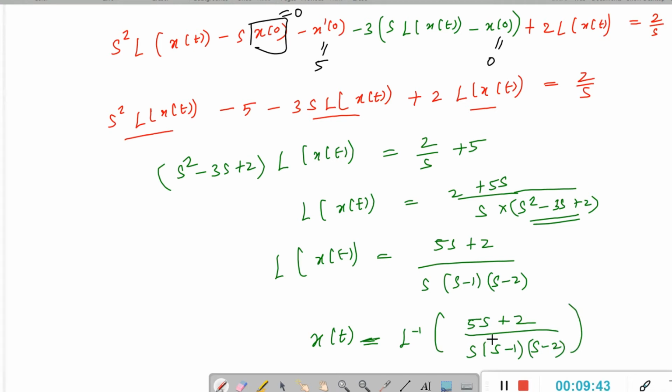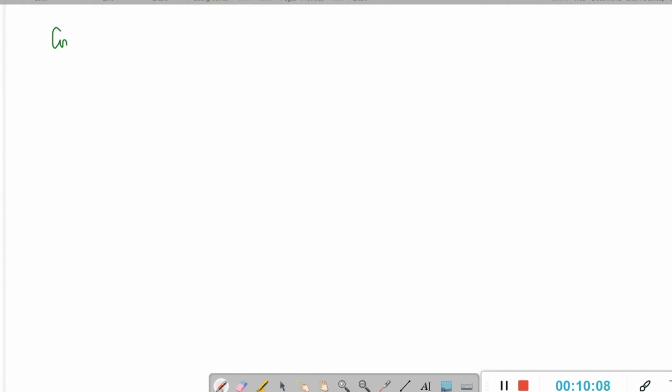So we can't find L inverse directly. Now I am going to apply partial fractions. By using partial fractions, I am going to rewrite it as a sum of unique factors in the denominator. After that, you can easily take L inverse. So here I take this as equation 1. Consider the term 5s plus 2 divided by s into s minus 1, s minus 2.